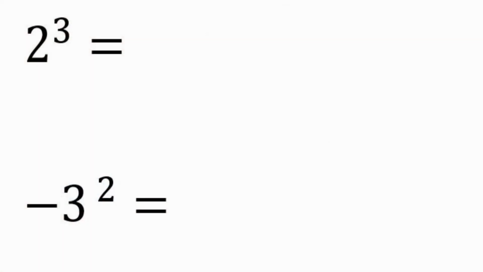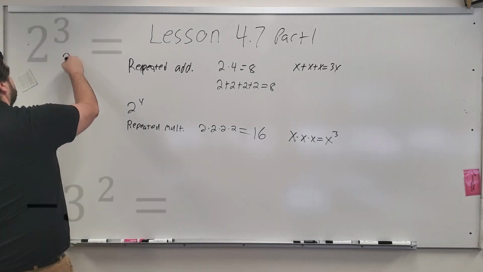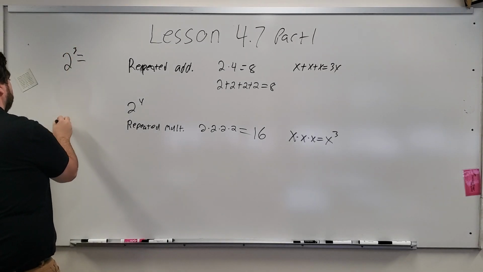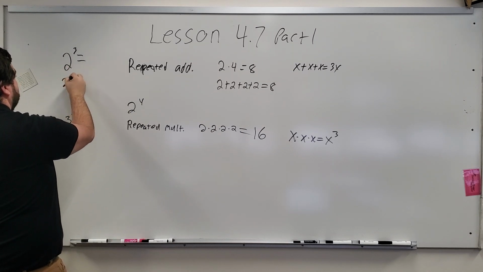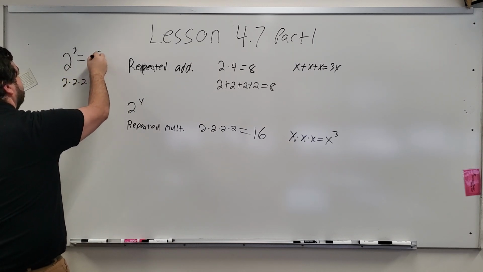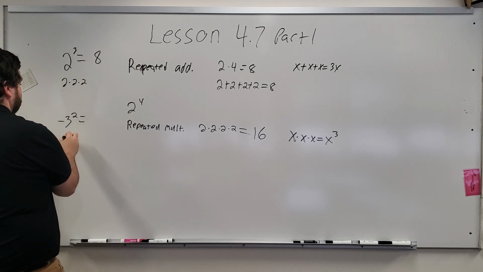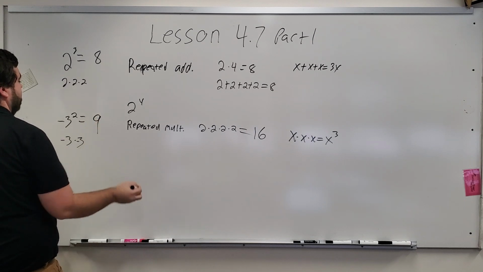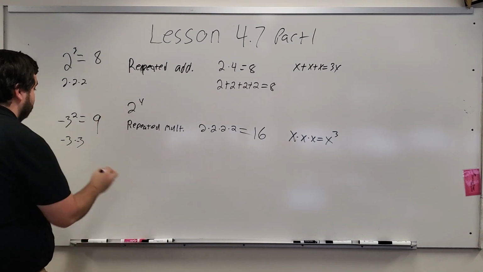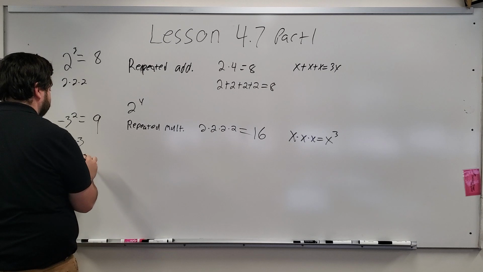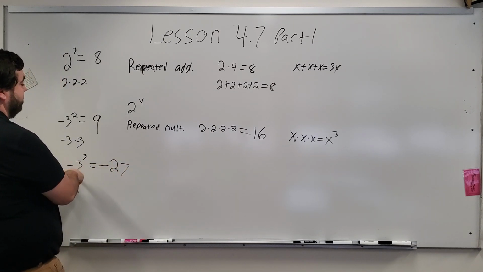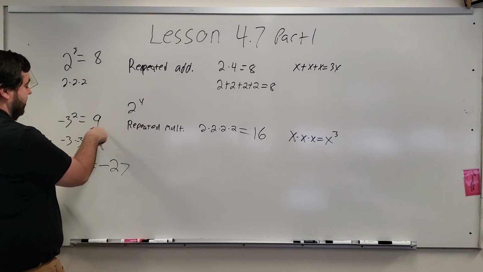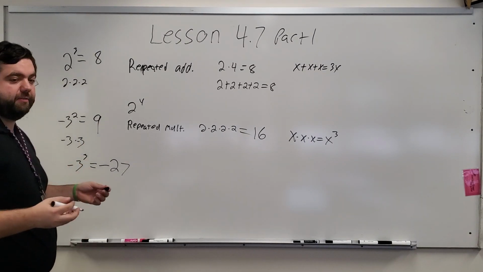So here are 2 examples. We have 2 to the 3rd and negative 3 squared. 2 to the 3rd, we said, is 2 times 2 times 2, and that's going to equal 8. Negative 3 squared is negative 3 times negative 3, and that's going to be 9. Now let's say I had negative 3 to the 3rd, that's going to be negative 27, right? Because a negative times a negative is a positive, and then times another negative gives me a negative.